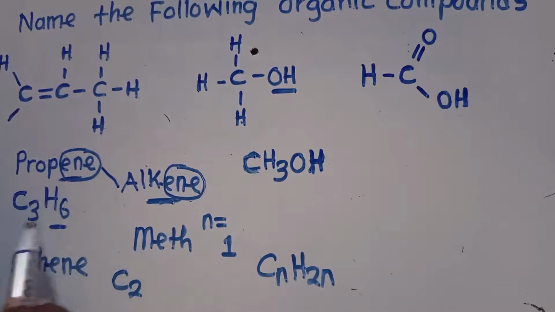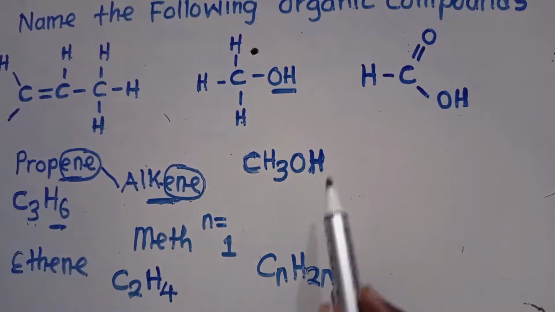So propene has carbon 3, meaning that the carbon is 3. The same 3 you multiply by 2, that is how you get a 6. You go to this one, you say H, then 2 times 2, you get a 4. So this is the chemical formula for what? Ethene. This is how you get to identify these.